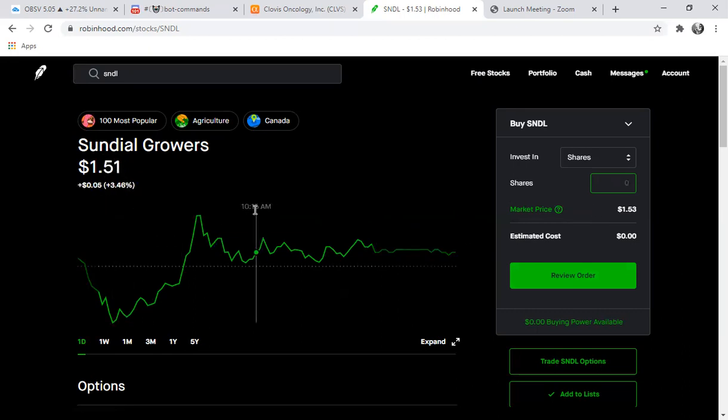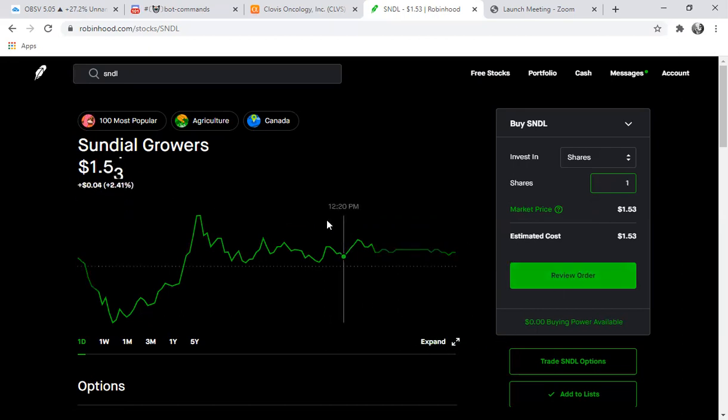So every time Sundial Growers goes up, your original investment into Sundial Growers goes up. When it goes down, then your money goes down. However, you don't lose money until you sell that share. Okay. So let's do an example.